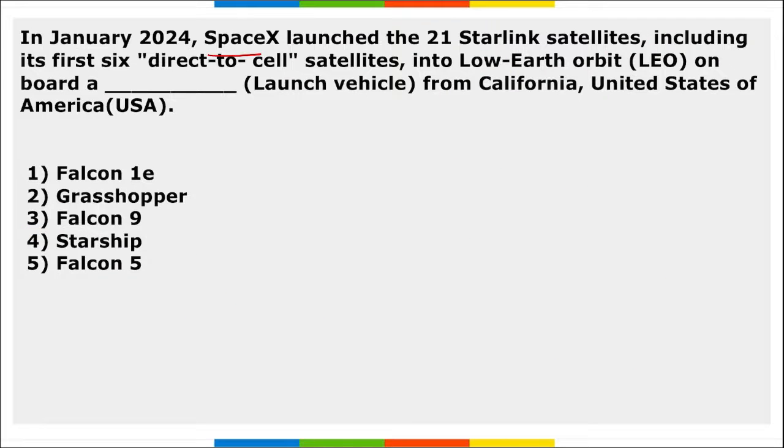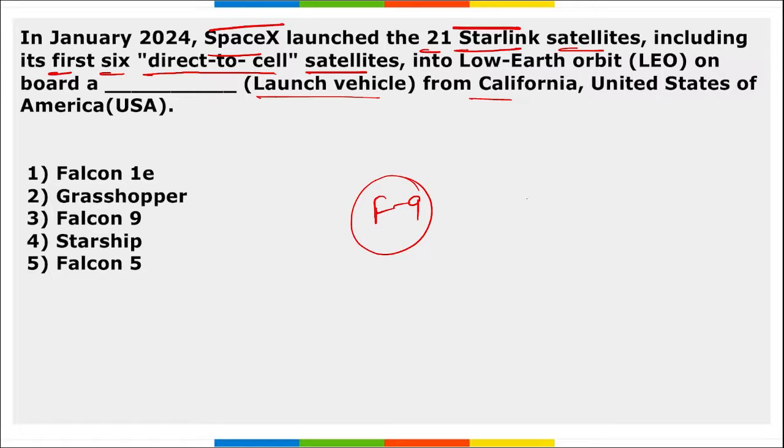Next, SpaceX launched 21 Starlink satellites, including the first 6 direct-to-cell satellites, into low Earth orbit on board a launch vehicle from California, USA. So again, this SpaceX is also of Elon Musk and Starlink is also of Elon Musk. So using the Falcon 9 rocket of SpaceX, 21 Starlink satellites were launched into low Earth orbit. Correct?